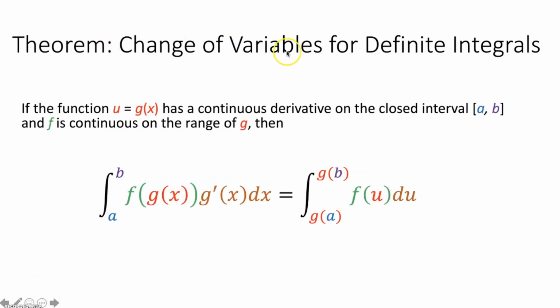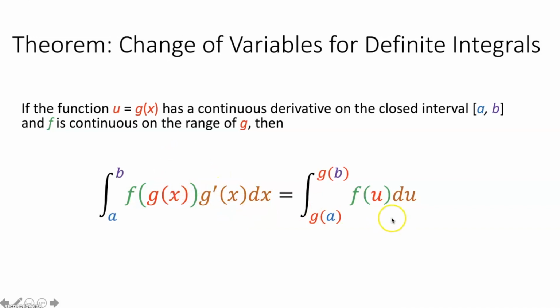Now let's talk about the change of variables for definite integrals. So this says if the function u equals g of x has a continuous derivative on the closed interval from a to b, and f is continuous on the range of g, then the integral from a to b of f of g of x times g prime of x dx is equal to the integral from g of a to g of b of f of u du. So this looks complicated, but it's actually a pretty easy concept.